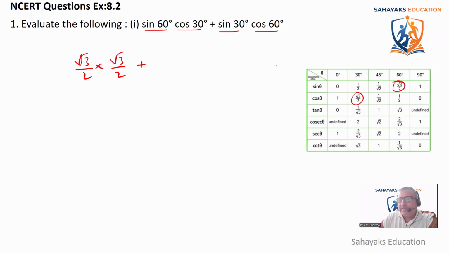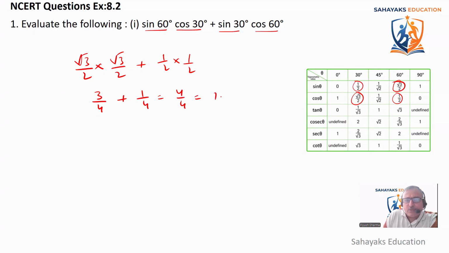plus sin 30. Sin 30 comes out to be 1 by 2. Cos 60. Cos 60 comes out to be again 1 by 2. See, you have to remember this entire table by yourself. Okay, here I'm showing it just for your reference, but you should remember it. So it becomes 3 by 4 plus 1 by 4, and 3 by 4 plus 1 by 4 is 4 by 4. That comes out to be 1. So this entire value comes out to be 1.